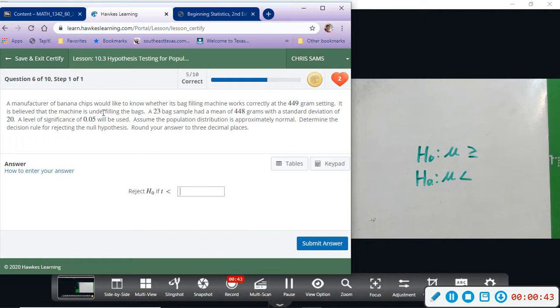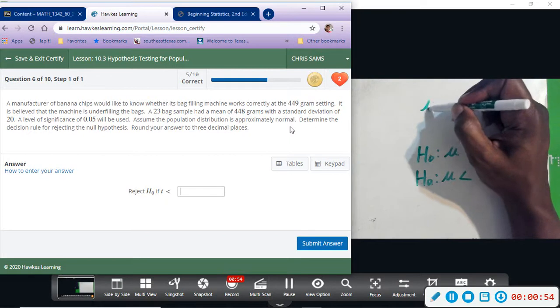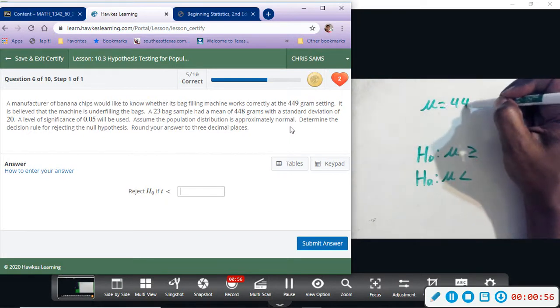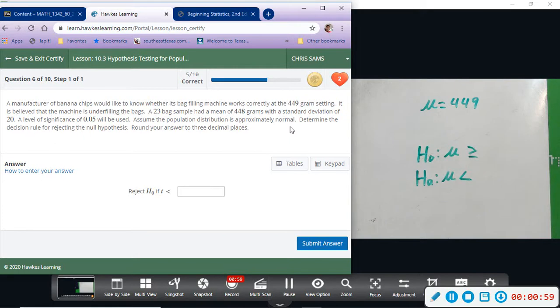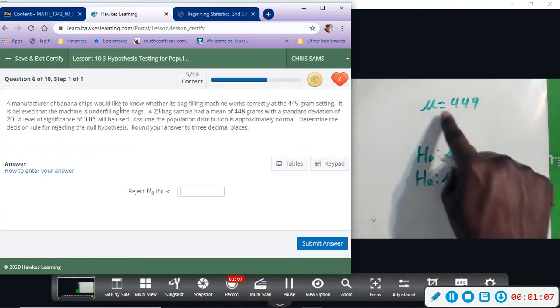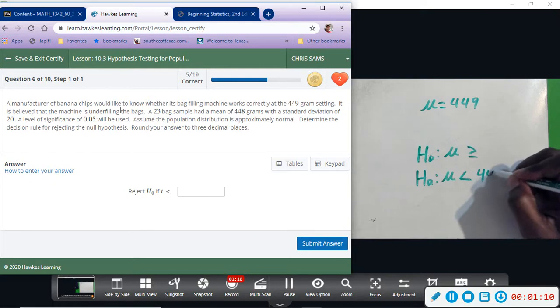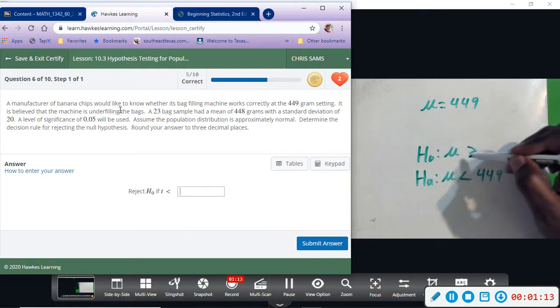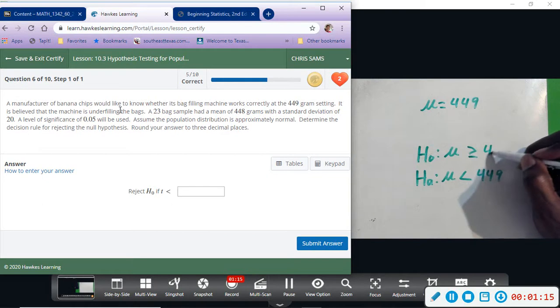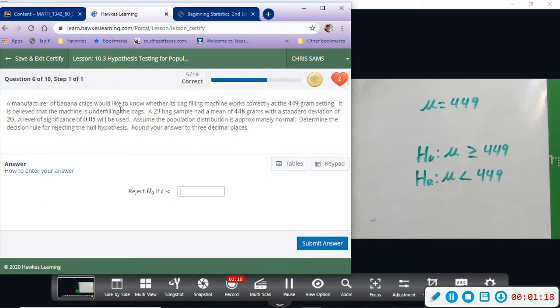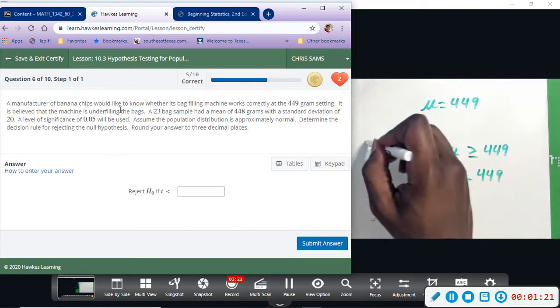It says manufacturer of banana chips wants to know whether its bag filling machine works correctly at the 449 gram setting. So the actual mean that we want is 449. It is believed that the machine is underfilling the bag. So this tells us a left-sided test. It's underfilling means it's less than. So we think the mean is actually less than this 449. And the alternative is going to be the opposite. It's going to be greater than or equal to 449.